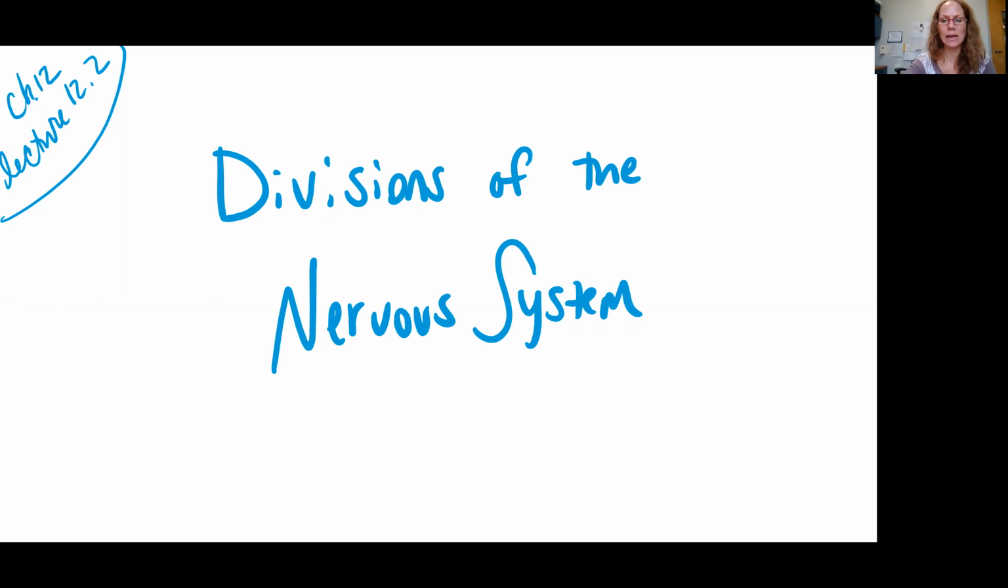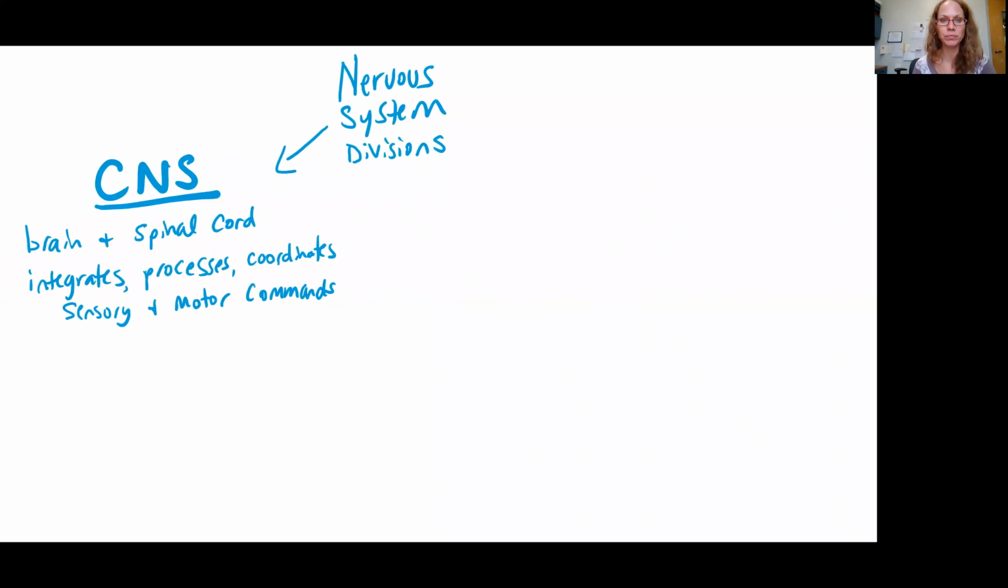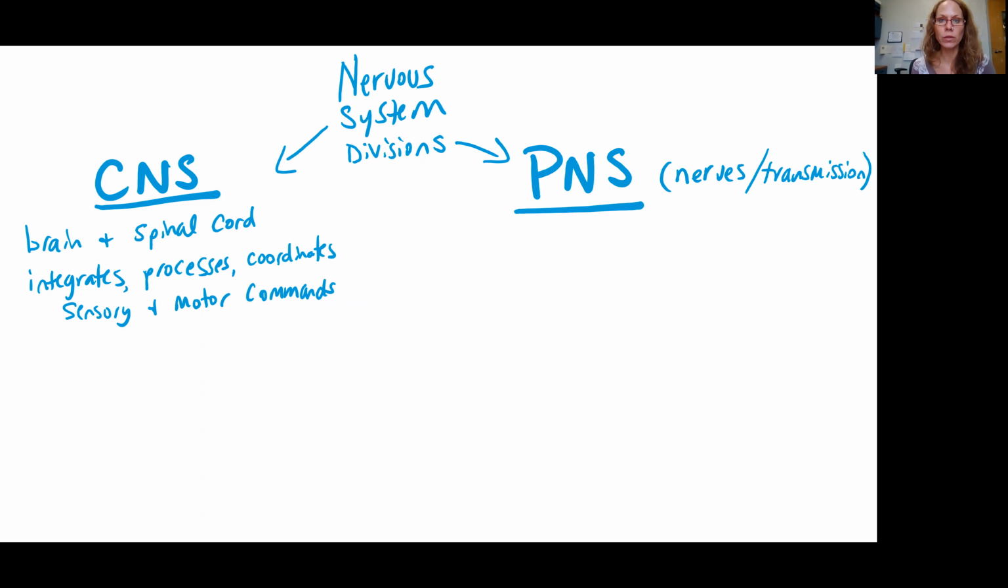And what we're going to be looking at here is all of the divisions of the nervous system. So we've introduced two so far, but we can classify it further. Okay, so we've already mentioned the central nervous system as consisting of the brain and the spinal cord. And I said basically you should think about it as processing information. So we can also describe it a little bit more completely as integrating, processing, and coordinating both sensory and motor commands. Then we have the branch called the peripheral nervous system. So we've talked about this as consisting of your nerves and being involved in transmission.